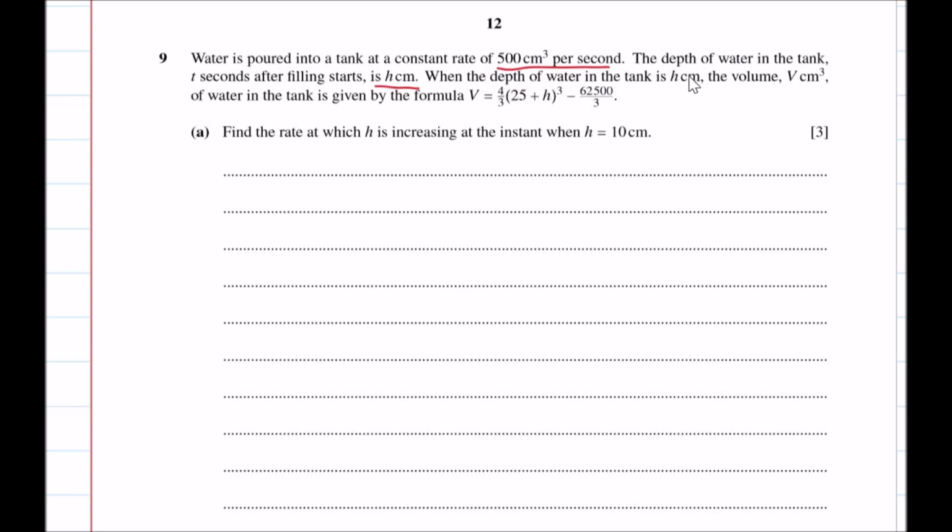When the depth of water in the tank is h centimeter, the volume v centimeter cube of the water in the tank is given by v equal to this. Find the rate at which h is increasing at the instant when h equal to 10 centimeter. So let us see what we have to find out. We have to find out the rate at which h is increasing. That means dh by dt is equal to how much?